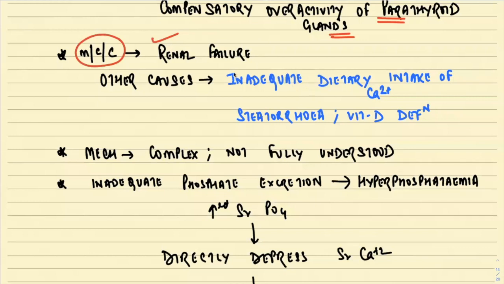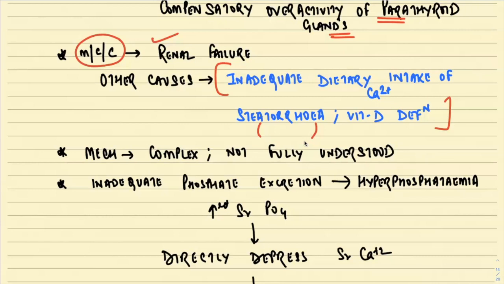Now, there are other causes also, like inadequate dietary intake of calcium, or steatorrhea. What is steatorrhea? Yes, tell me. Second year students. Excretion of fat. Okay, so if fat is lost in excretion, then how is it causing hypocalcemia?